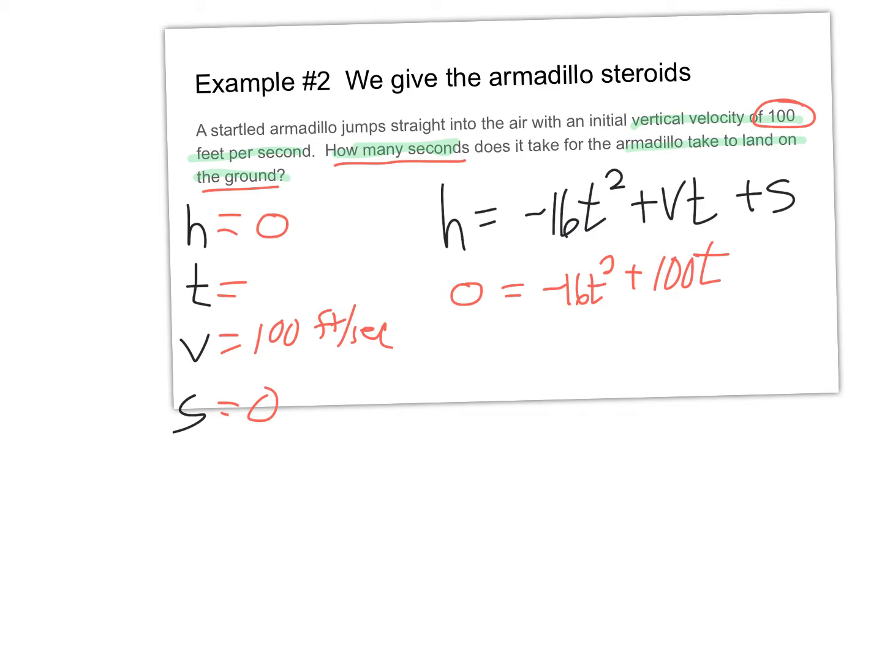Okay. So now, let's start our process. Step 1. Make sure one side is 0. Yes, it is. Step 2. Factor. Now, something like this, I'm always going to start with GCF. So again, I see the negative. I can't have my lead piece be negative, so I'm going to kick out the negative. Then between 16 and 100, I can take out a 4. And between t squared and t, I can kick out a t. So negative 4t. We divide negative 16t squared by negative 4t, which is 4t. So 100t divided by negative 4t is negative 25.